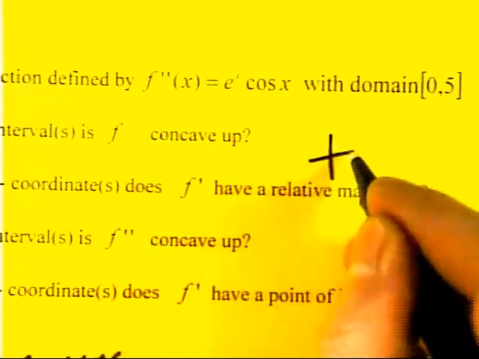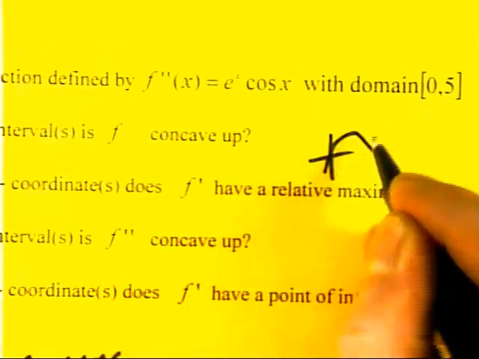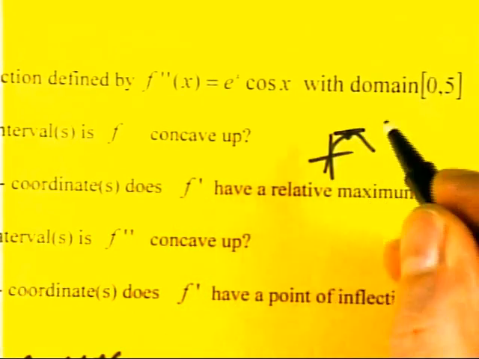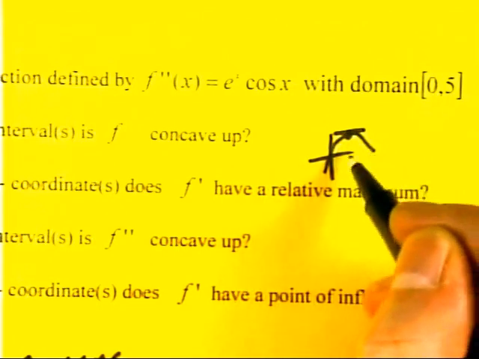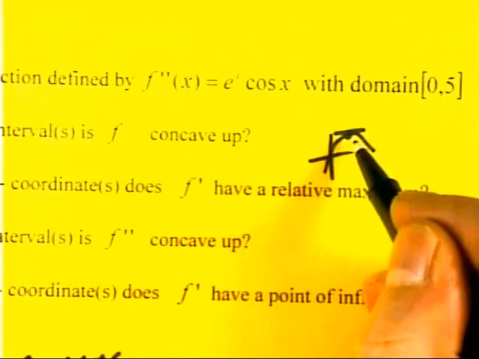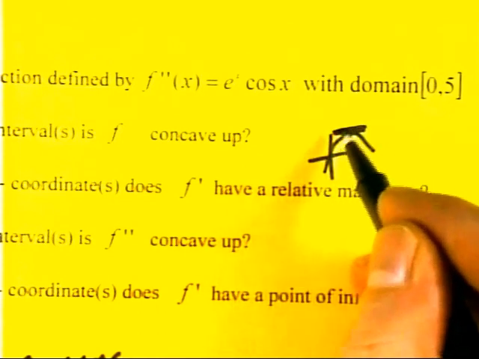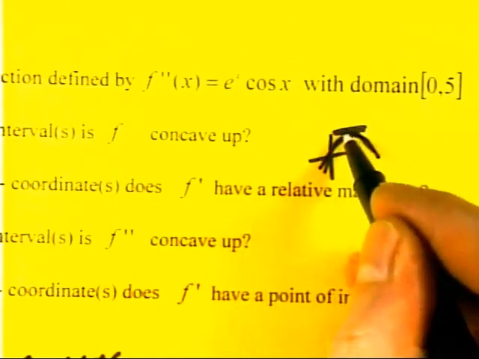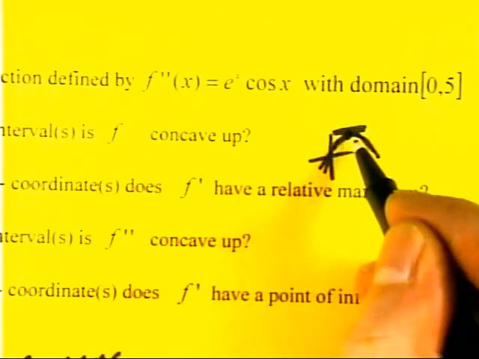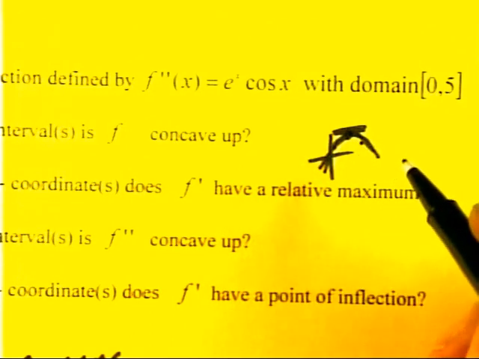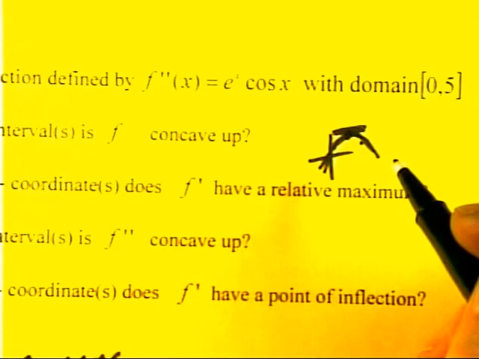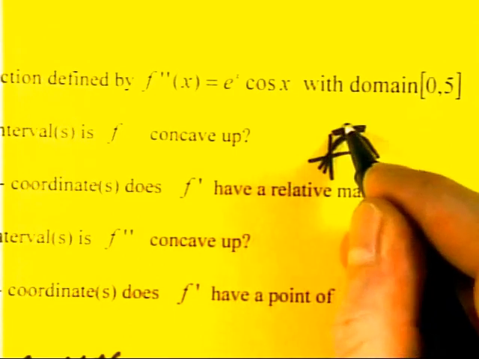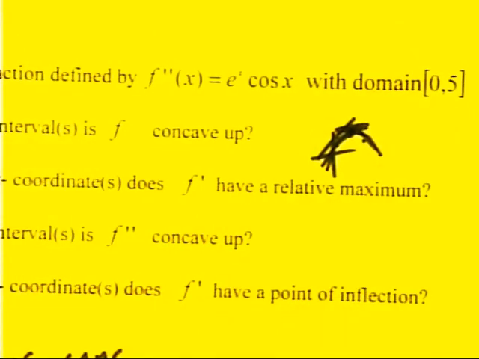If f prime has a relative maximum, let's pretend this is f prime, whatever. If there's a relative maximum, what is happening with f double prime? What's happening with f double prime? It's increasing. If this is f prime, what do we see at this point? What's happened before the point and after the point with respect to f double prime? It changes sign from positive to negative. Very good.